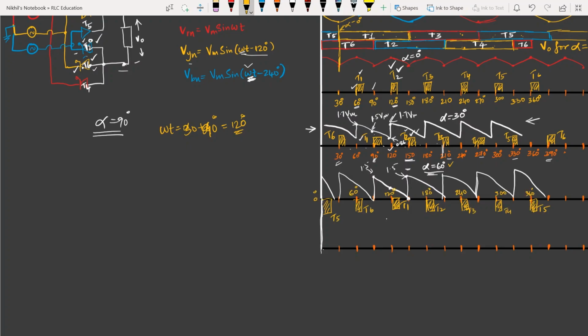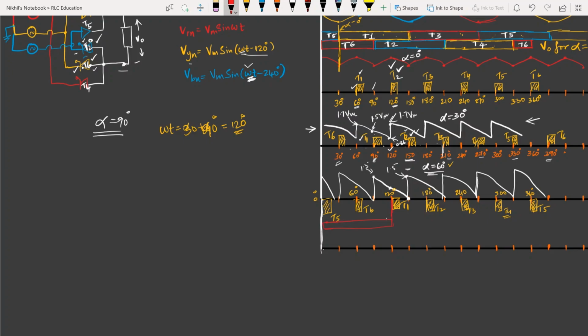At 240 degrees T3 and at 300 degrees T4 is triggered. And at 360 degrees T5. That means at 0 degrees also T5. Again 60 degrees later T6. So for one complete cycle, this is the sequence of triggering pulses for alpha equal to 90 degrees. And again, as I told you, always in a converter, the switches will be conducting for 120 degrees. That means if at 0 degrees T5 is triggered, up to 120 degrees T5 will be on.